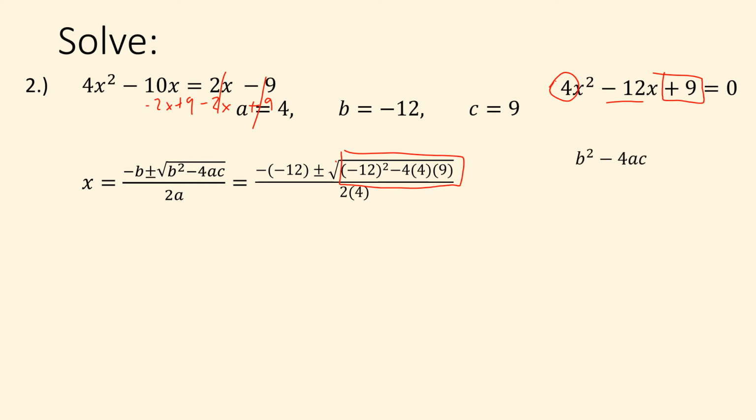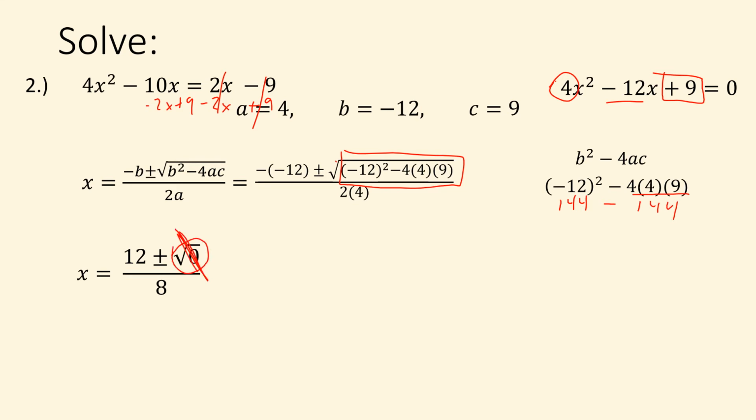B squared, we're going to get a positive answer. Negative 12 squared, 144. We have one negative sign here, so we have minus 4 times 9, also 144. So we get 0 inside our radical. So this is just 0. We really end up with 12 over 8, and we can simplify this, 3 over 2.